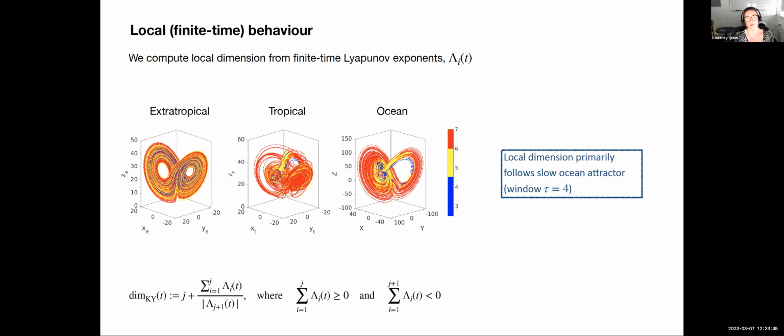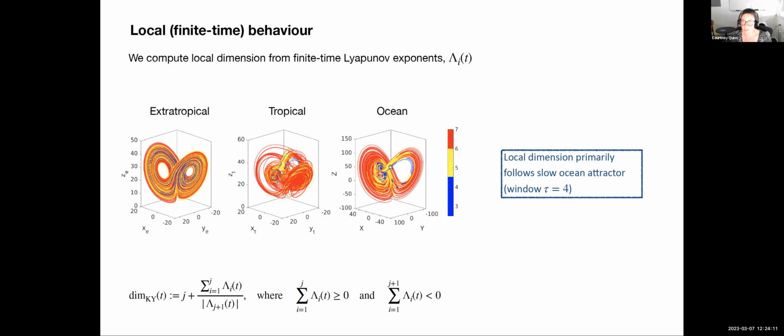So if we compute our local dimension just along the attractor, this is just an example case, we see that when choosing a window of tau equal to 4, so this is kind of on the longer end of things, maybe a medium range prediction, it doesn't really tell us much. There's no structure really going on in the extratropical system, but in the tropical and the ocean there is.